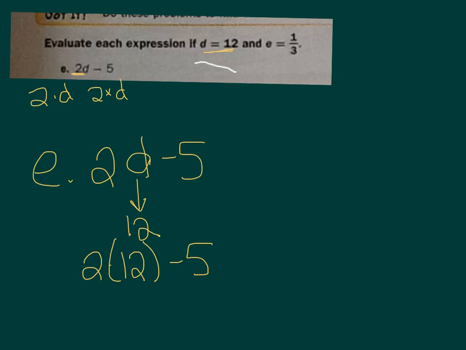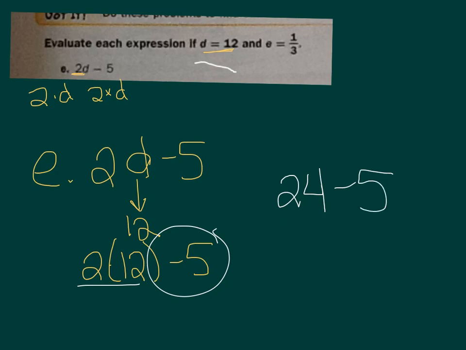Well, here's where order of operations comes back into play. I'm going to multiply first. 2 times 12 is 24. And then I copy down what I have left, minus 5. 24 minus 5 is 19, and that's going to be my answer. We will do a few more examples in class to clear up any confusion.